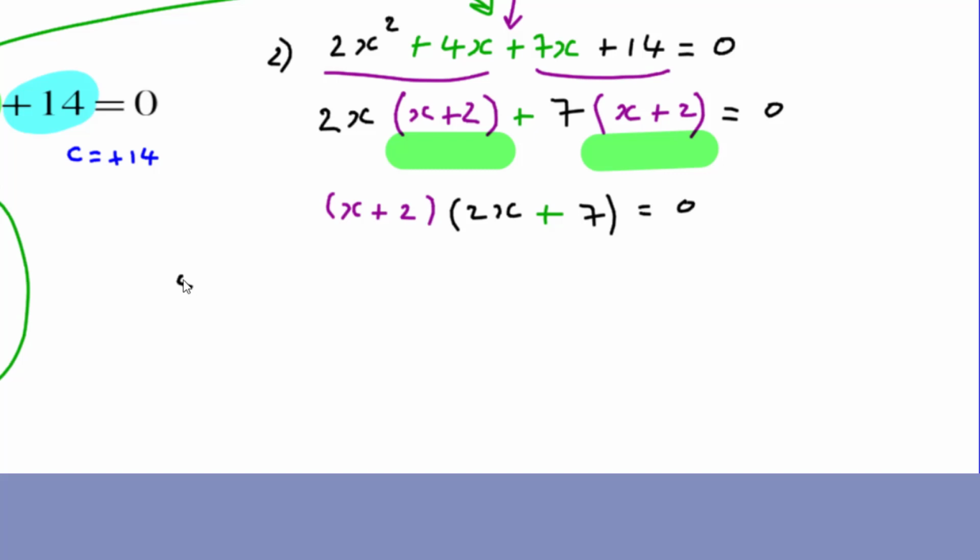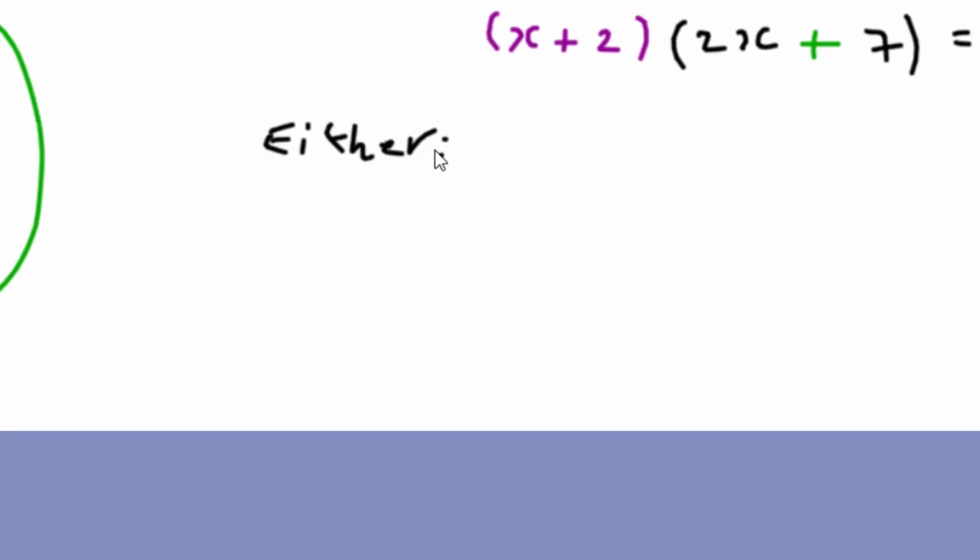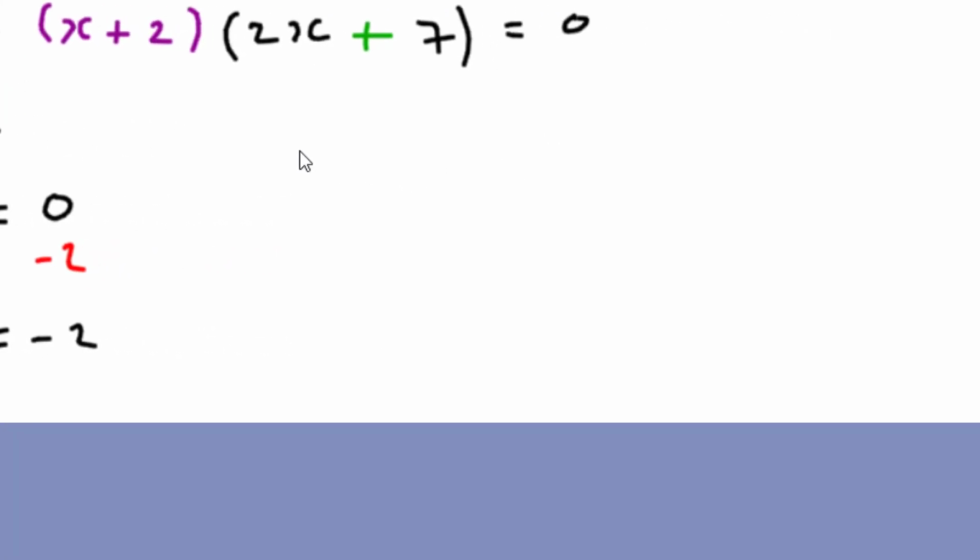Same principle we've seen earlier with the simple method and the AC method. If two factors multiply to give 0, then one of them must be equal to 0. So you're going to have either the first factor, which in our case is x plus 2, has to be 0. Simple linear equation, minus 2 on both sides. To get rid of it, we do the opposite. Therefore the first solution, or the first root, is x equals minus 2.